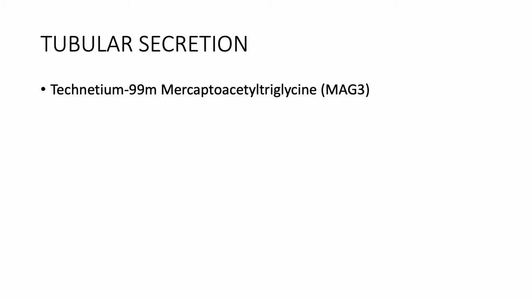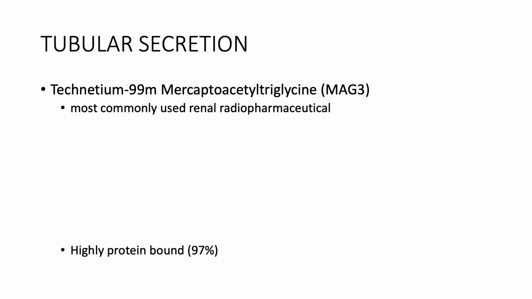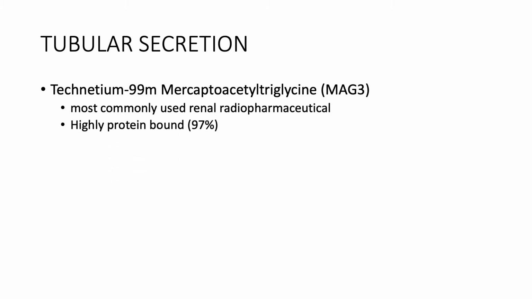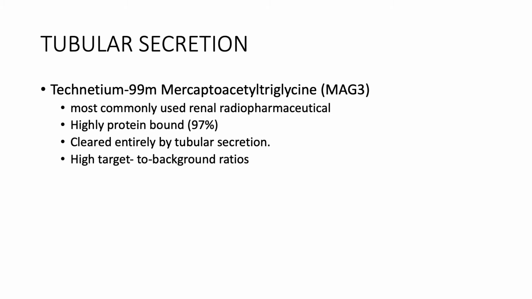For radiopharmaceuticals excreted by tubular secretion, we have technetium-99m mercaptoacetyltriglycine, or MAG3. This is the most commonly used renal radiopharmaceutical. It is highly protein bound, around 97%, and because of this, it is essentially cleared entirely by tubular secretion. Because it cannot diffuse into the extravascular spaces, this results in high target to background ratios.